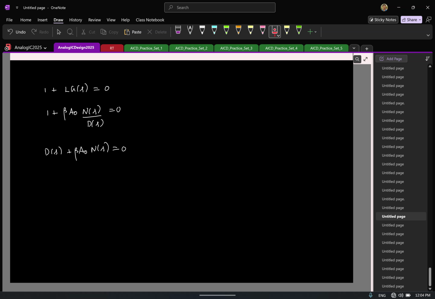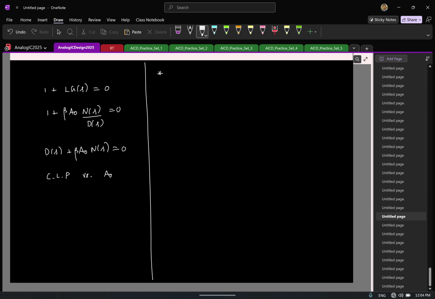And root locus essentially sketches the roots of this polynomial as you vary one of the parameters, and that typically is the DC gain A0, right? So basically, we are trying to plot the trajectory of closed loop poles as you change the DC gain A0. That's the whole idea.